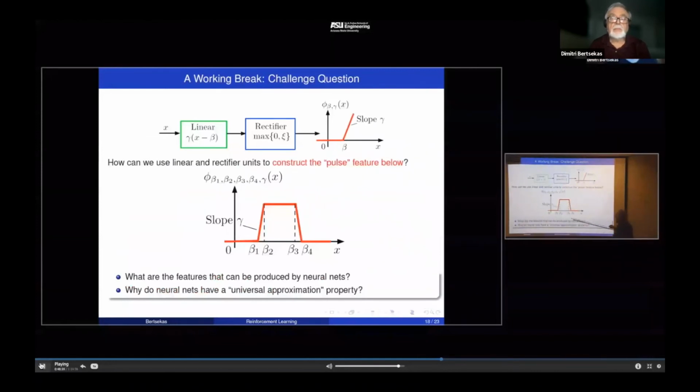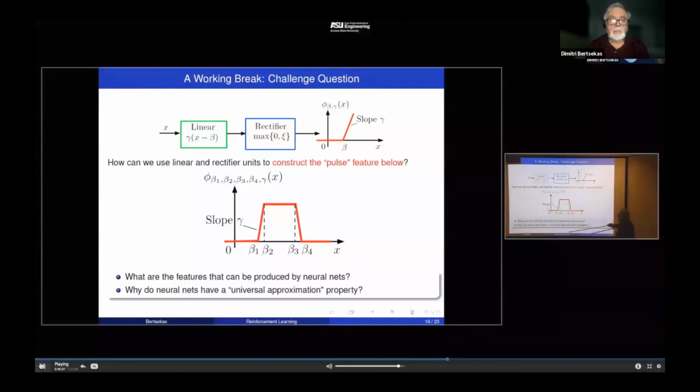Let's look at how neural networks generate features. And I'm going to look at a single variable problem, a one-dimensional state, x. If you pass x through a linear function, it becomes this function here. It involves a different slope gamma and a horizontal shift beta. So if you pass x through a linear layer and then rectify that, then you are going to get this red function. Okay? So let's view this as a fundamental operation.